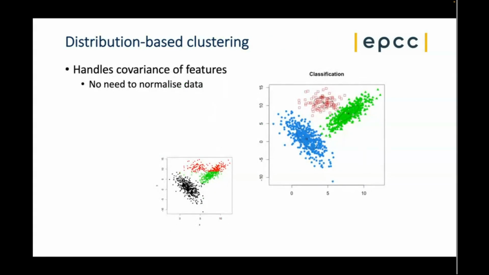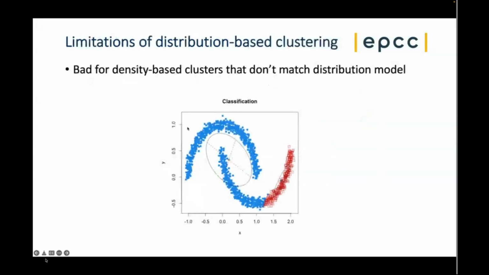So distribution-based clustering handles covariance of features. Generally speaking, there's no need to normalize data. This is a comparison of what a distribution-based clustering algorithm might do compared to k-means again. It's still not very good at density-based clusters that don't match a distribution model, because it still tries to fit some kind of distribution to the points that it finds.